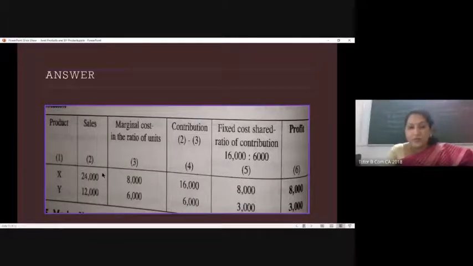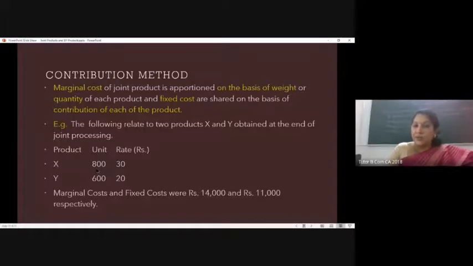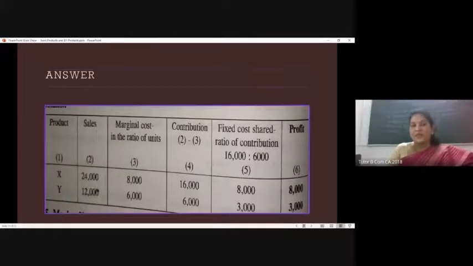This is the sales volume, which is nothing but units into rate: 800 into 30, 600 into 20. We get the sales values. And then we got the marginal cost, which is proportionately allocated on the basis of quantity. We got 8,000 and 6,000. Now it is very easy for us to find out contribution. How did we do contribution? 24,000 minus 8,000 gives us 16,000 as contribution for X, and for Y it is 6,000.